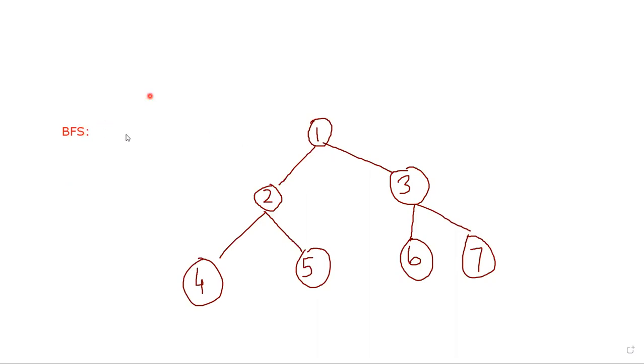Actually, how are you going to write that? You are visiting 1, exploring 1, so 2 and 3. Then you have to explore 2, that is 4 and 5. And then you have to explore 3, that is 6 and 7. So actually, this is a level order traversal. You can say that this BFS is a level order traversal. You can see 1 first, then 2, 3, then 4, 5, 6, 7. So BFS is also known as level order traversal.